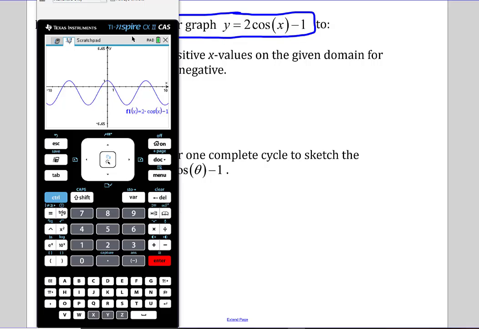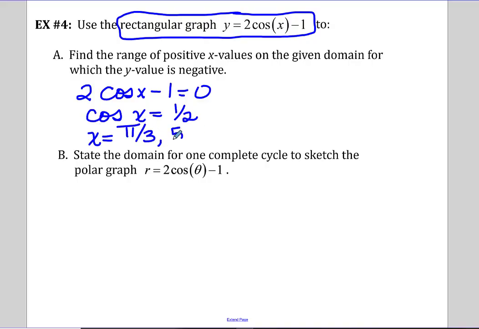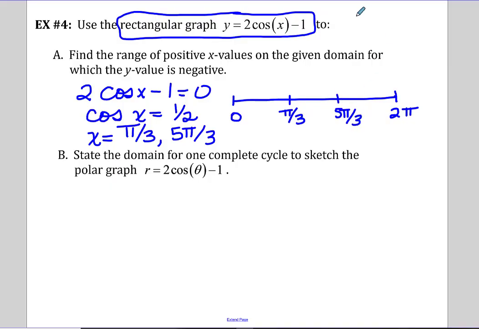So we want to do a little math here first. Where is 2 cosine x minus 1 zero? That's going to happen where cosine is a half, and cosine is a half at pi over 3 and 5 pi over 3. So I'm going to use my rectangular graph to help me cheat a little bit by looking at the function. So pi over 3 and 5 pi over 3 are my zeros, because I know that the domain for this particular function is between 0 and 2 pi.